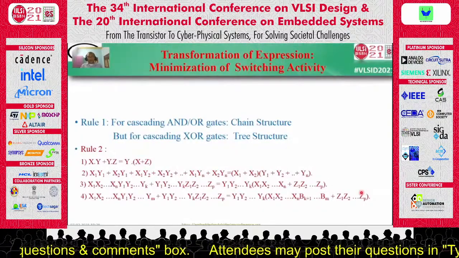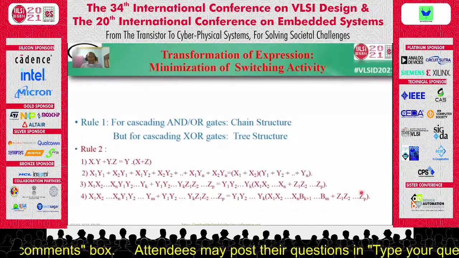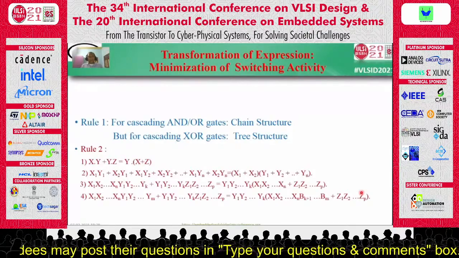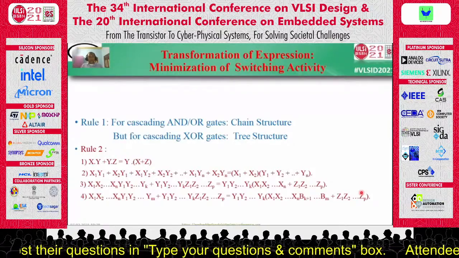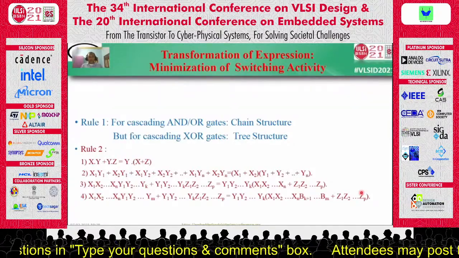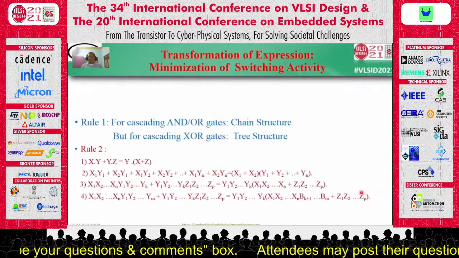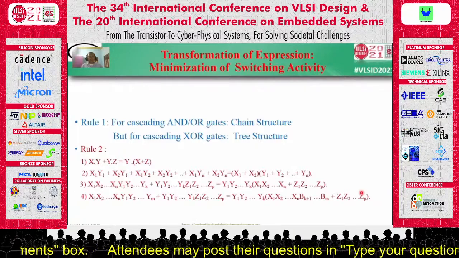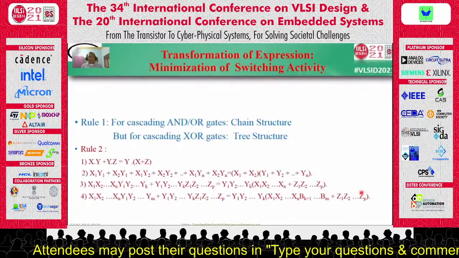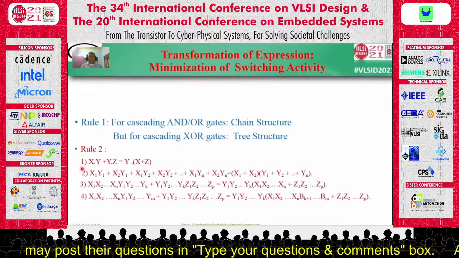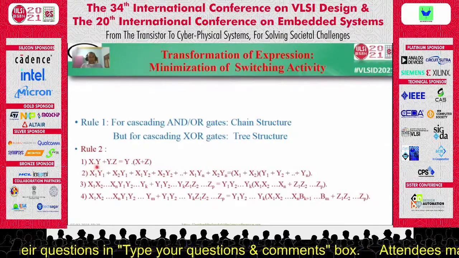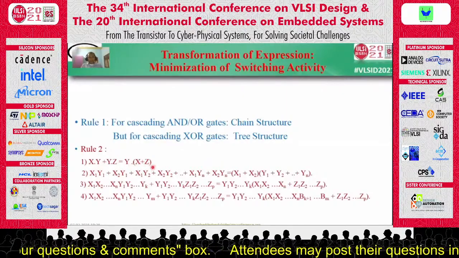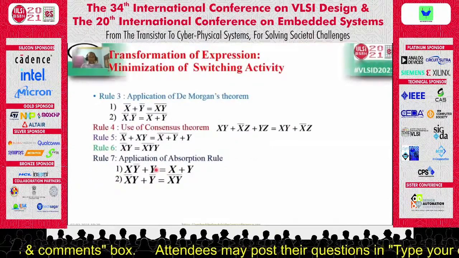Now we discuss the rules for minimization of the switching activity. Here we transform the equation into a logically equivalent but structurally different one so that it will reduce the switching activity. If we use the cascading of gates, then for AND gates and OR gates the chain structure is preferable, and for XOR gates the tree structure is preferable. If we apply rules such as xy plus yz equals y into x plus z, this type of transformation will also reduce the switching activity.